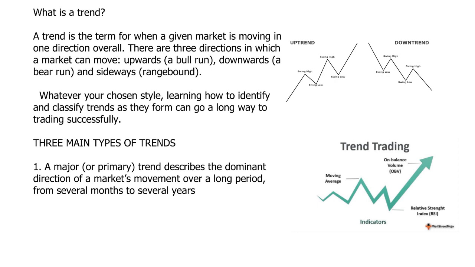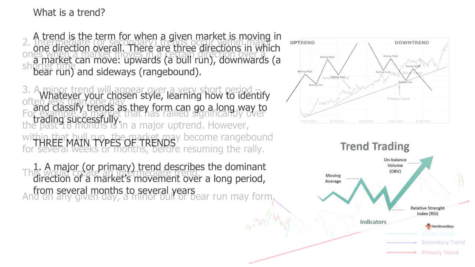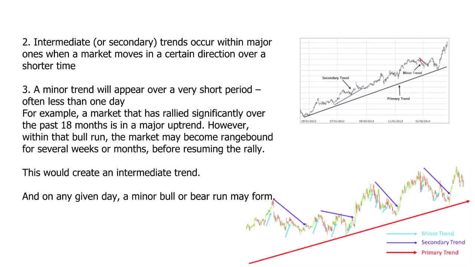1. A major or primary trend describes the dominant direction of a market movement over a long period, from several months to several years. 2. Intermediate or secondary trends. This occurs within major ones when a market moves in a certain direction over a shorter time. 3. A minor trend will appear over a short period, often less than 1 day.